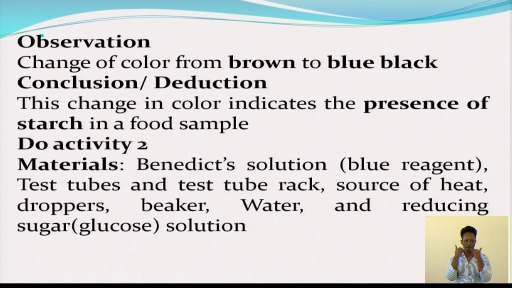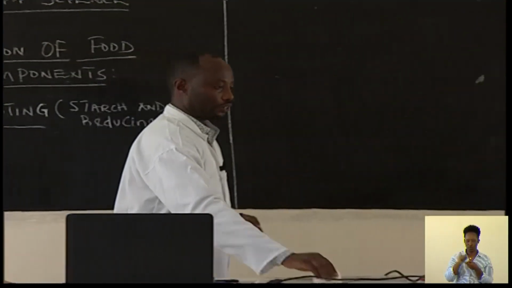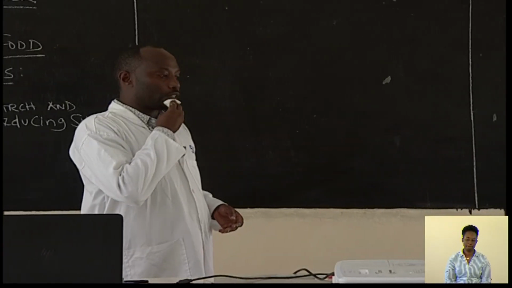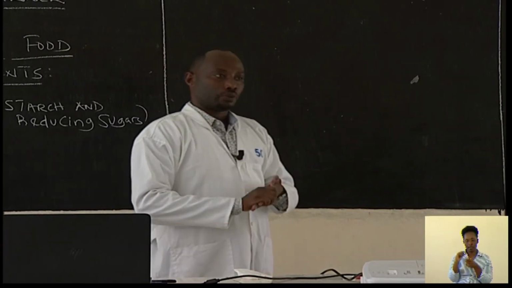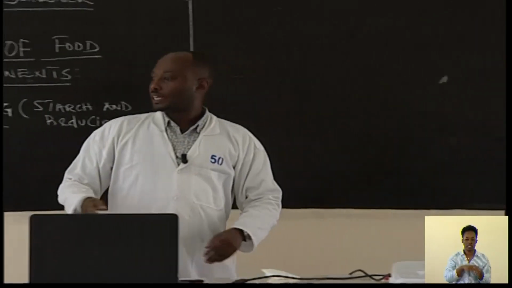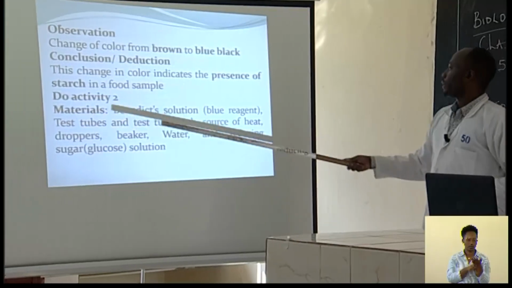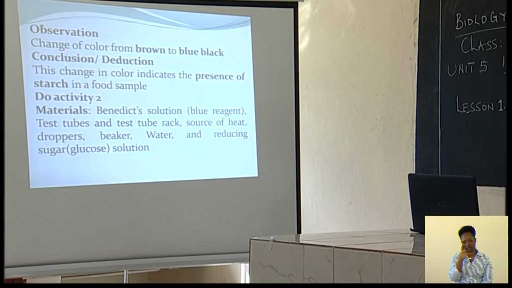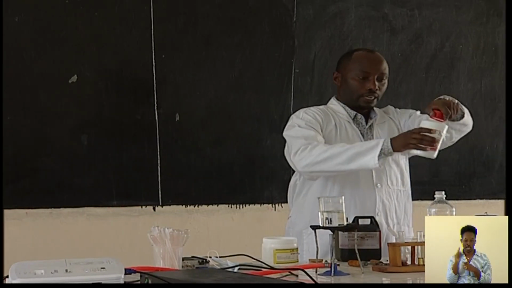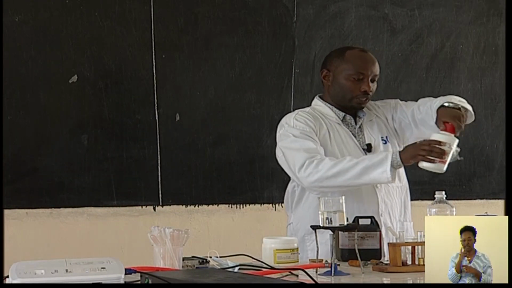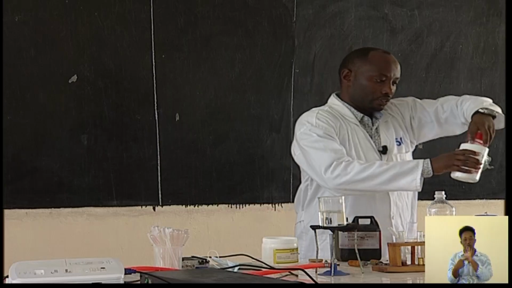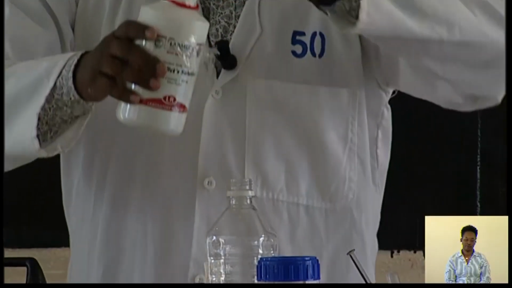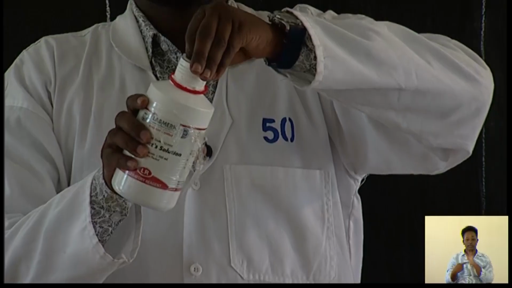Let's go to experiment number 2, testing of reducing sugars. In testing of reducing sugars, it is very simple. We use a solution which is called Benedict's solution. Students, if you don't know, Benedict's solution is blue in color. I'm going to show you the Benedict's solution, which I'm going to use to test the presence of reducing sugars.